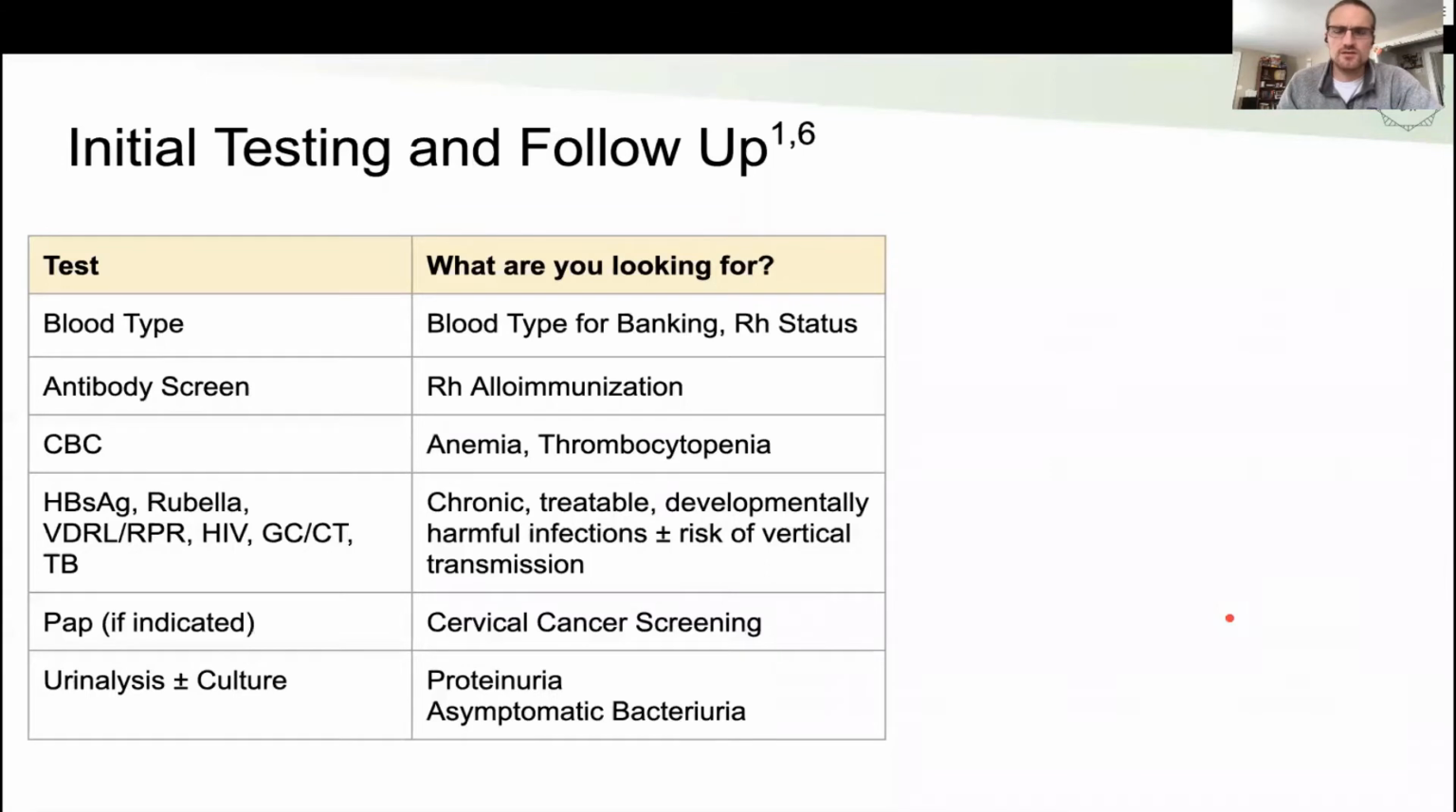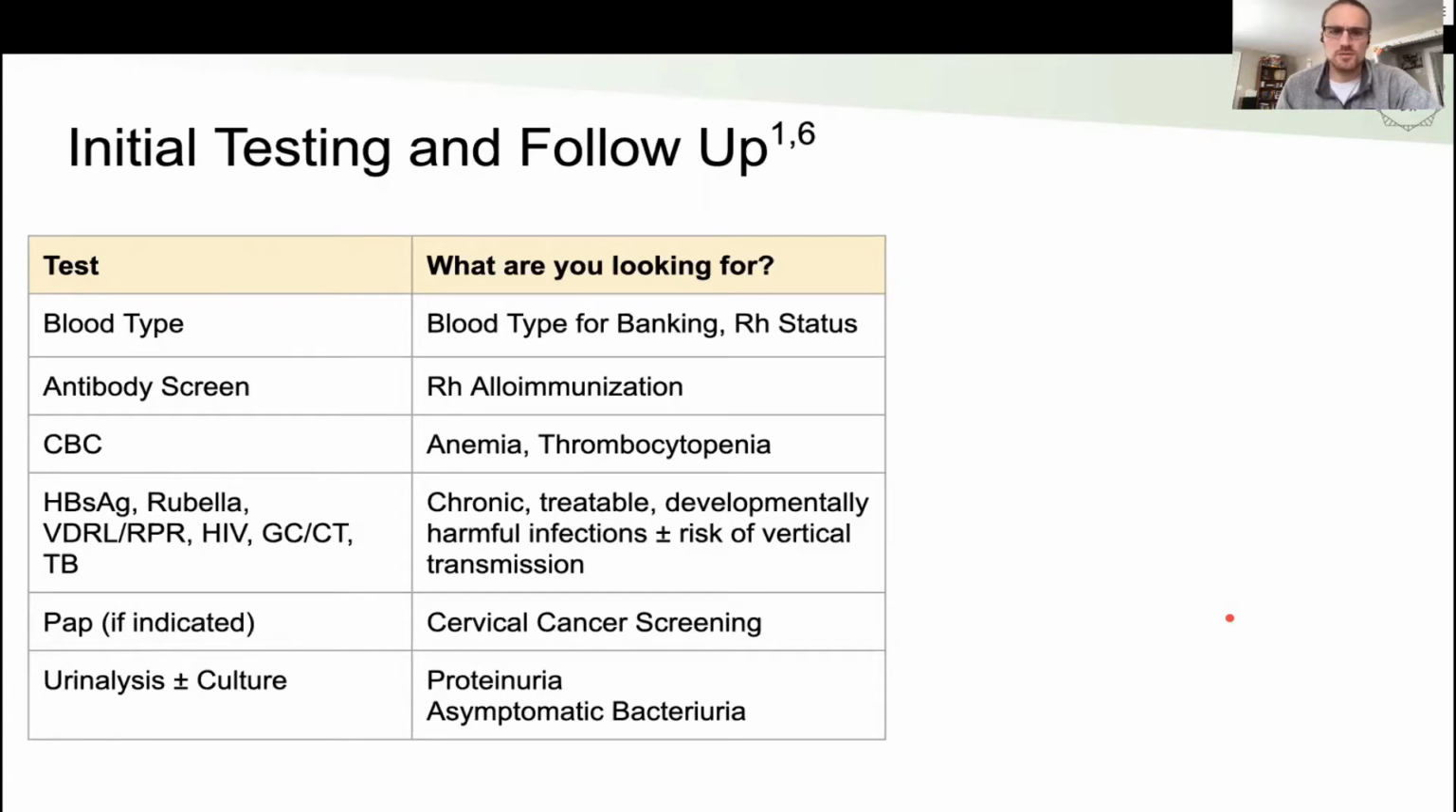So for initial testing, you're going to order an OB panel at a lot of institutions. You just type in OB panel and it comes up. But these are the different things that are on it: your CBC and your blood type, your antibody screen for Rh immunization, and then tests for some infectious diseases: hepatitis B, rubella, syphilis, HIV, gonorrhea and chlamydia, and tuberculosis.